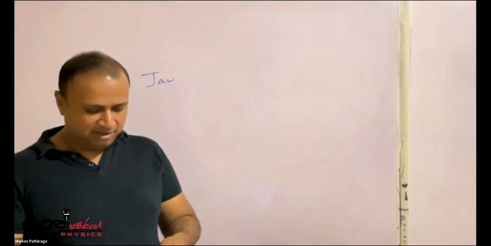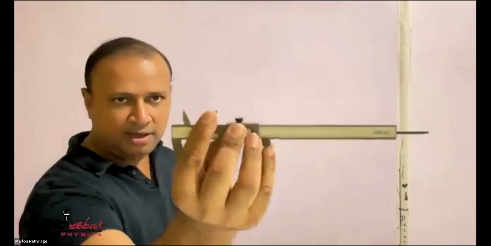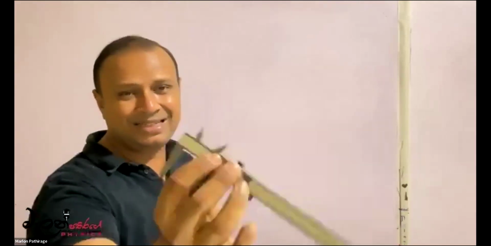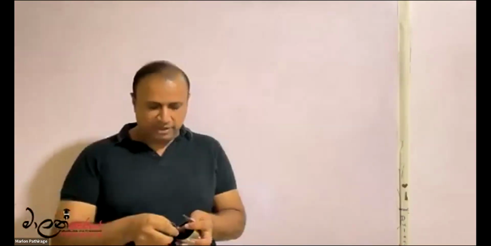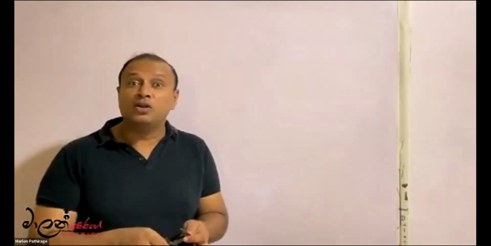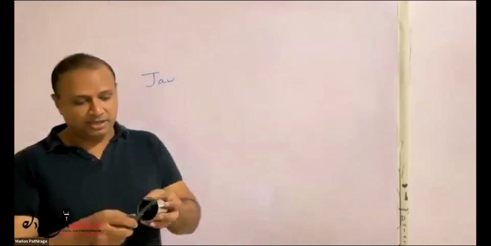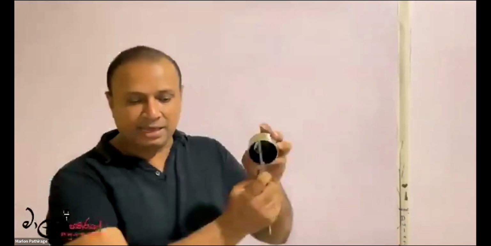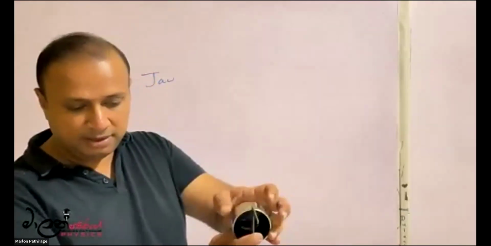And there are some other jaws. As I mentioned earlier, these smaller ones are called internal jaws. The reason is that those jaws are used to measure internal measurements, something like internal diameter.